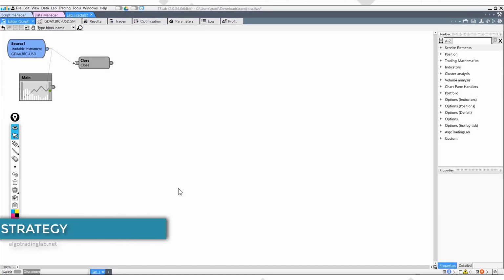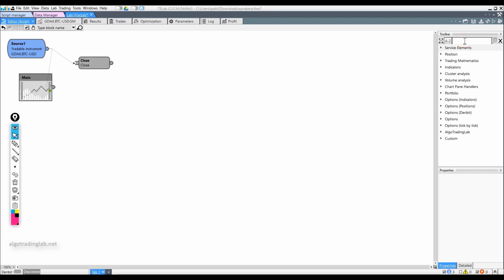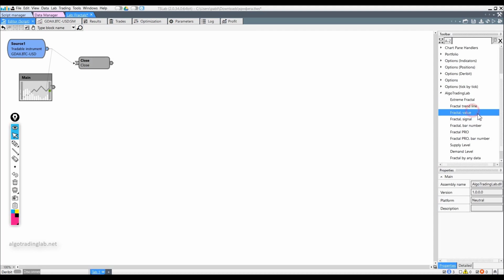Let's start with simple strategies such as a breakout above the resistance fractal and bounce back from a fractal, either from its price minimum or maximum. To do this, we are going to need a fractal value block. Let's get it. This is going to be the most common fractal, nothing complicated. I am going to show you some features and how to work with them.